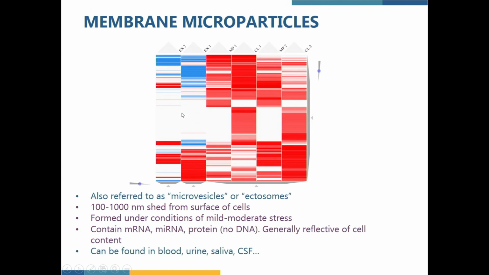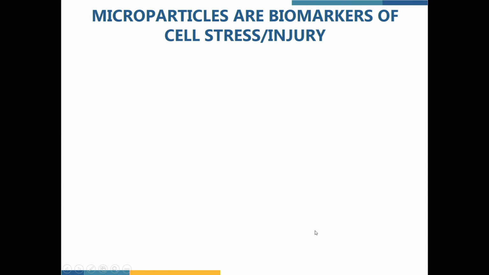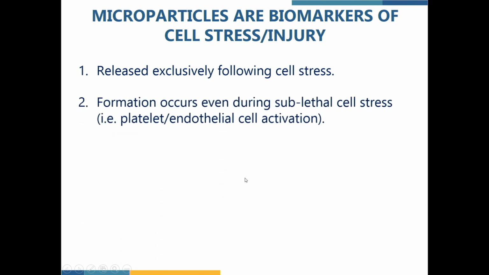Microparticles are probably formed from all cell types, but when looking in vivo, we're really limited in terms of access. We know that we can find microparticles in blood, urine, saliva, really any bodily fluid that comes in contact with cells. And I think I've outlined this pretty clearly, but microparticles are emerging, because of all of these properties, as a biomarker of cell stress or injury. They're released exclusively following cell stress. Their formation occurs even when it's not fatal cell stress, so at a time when you might be able to intervene and prevent cell loss.